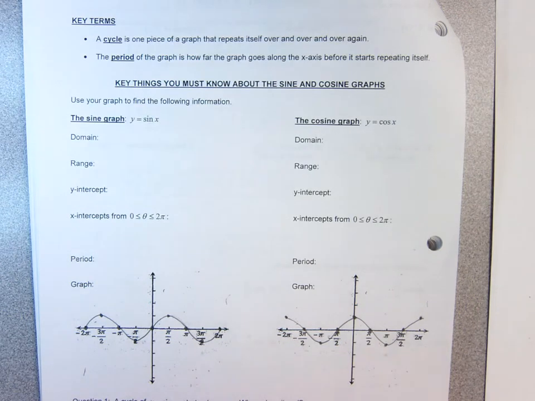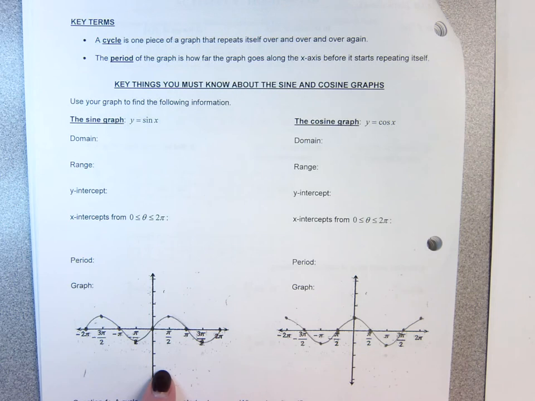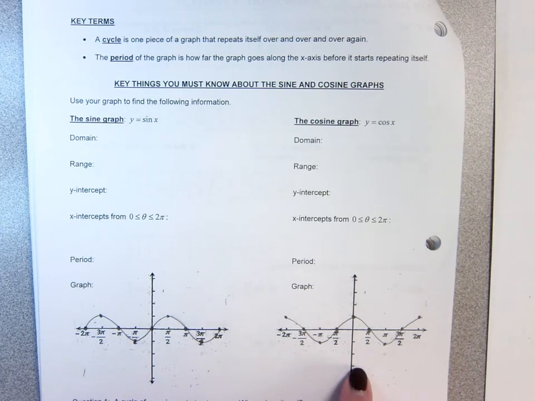Okay, this is just a quick overview of what you needed to know for sine and cosine graphs from Activity 5. So when you look at your graphs here, we've got the sine graph down here on the bottom, and then we've also got the cosine graph next to it. Obviously, there are some differences.